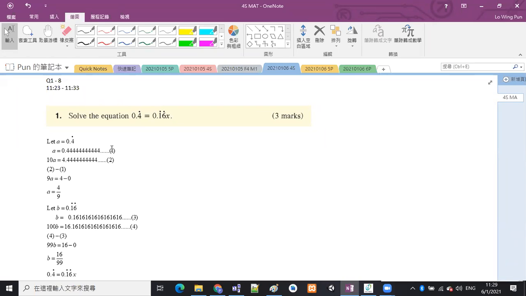In the next one, 0.16 recurring, where 16 is the repeating part, 16161616. In this case, there are 2 repeating numbers. Then we will multiply the equation by 10 to the power 2, that is 100. When there are two repeating digits, we multiply by 100. Why 100? 100 is 10 to the power 2. If there are 5 repeating digits, we multiply the equation by 10 to the power 5, and so on. Get it? Just now for 0.4 recurring, there is one repeating digit, so we multiplied by 10 to the power 1, that is 10 times.